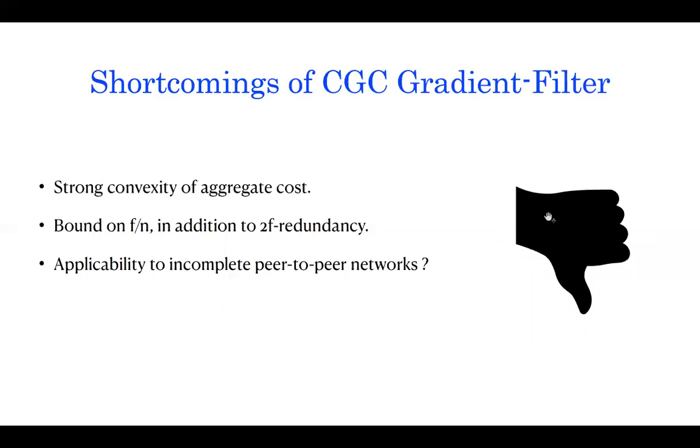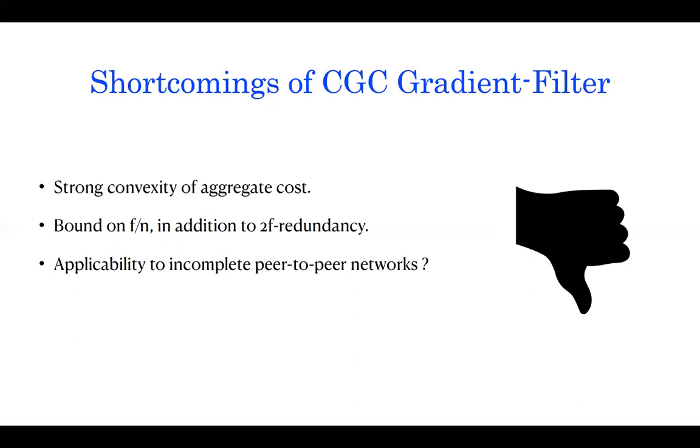Now, other shortcomings, obviously, as I've mentioned, is the strong convexity of the aggregate cost function. So far, in our paper, in the paper submitted to PODC, we consider a complete peer-to-peer network or server agent architecture.